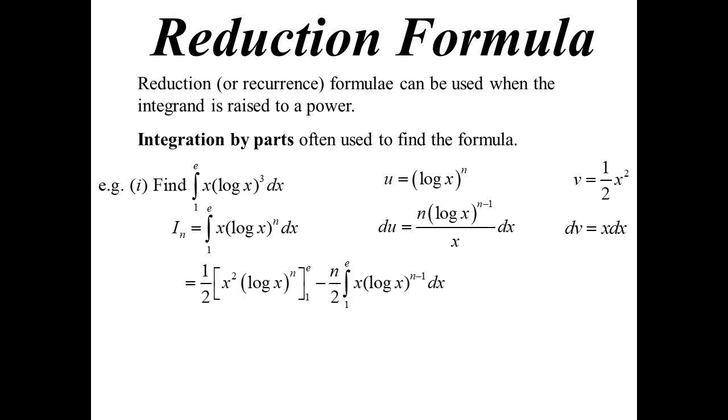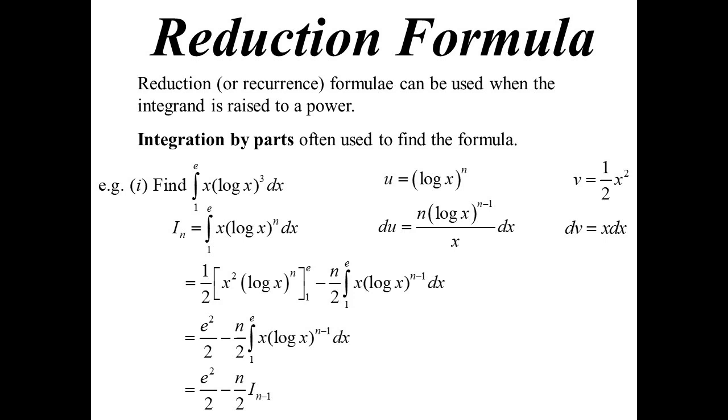So we get uv minus the integral of v du, and we can see the power has gone down by 1. It is still the same integral essentially. Substitute into the one on the left and we come up with our formula. So there's a nice neat formula: I_n is e squared on 2 minus n on 2 I_(n minus 1).